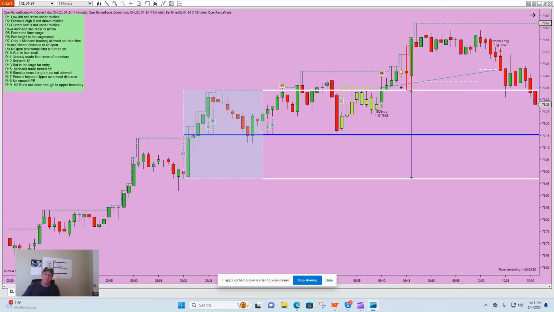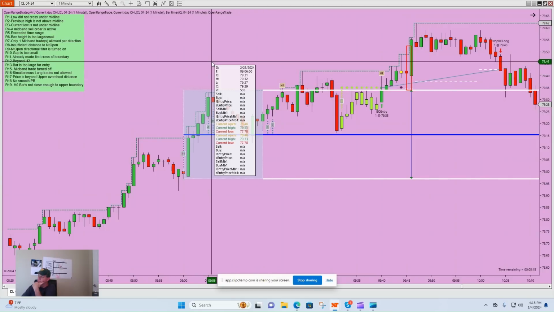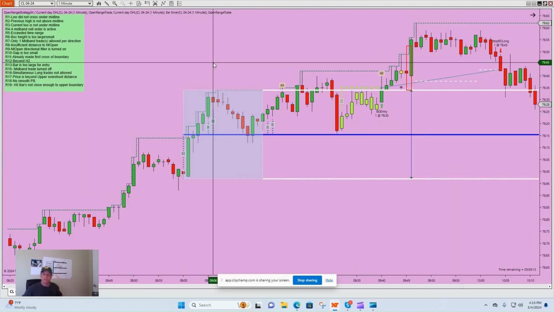So this is an example right here. If we go over here and look, this is candle one, this is candle two, we had no immediate break. This is, by the way, oil. What day is this? 28th of February, so just last week.